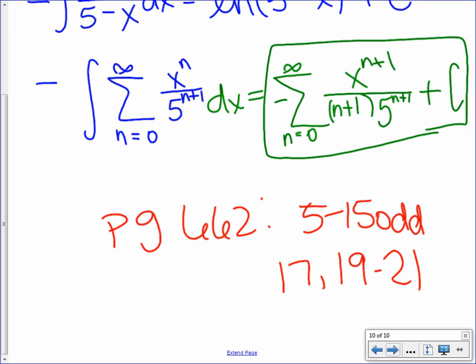Tomorrow, we'll do some work in class that may be more on the creative side of these problems. Is it 19 through 21 odd or 19 through 21? 19 through 21. Otherwise, she could have written 5 through 21 odd.